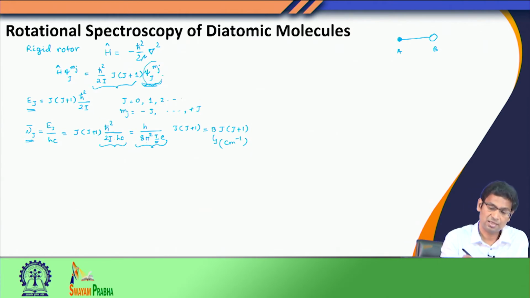Now, let us look at these wave functions. If you recall, these wave functions were simply the spherical harmonics. They had some beautiful properties which we would be using to discuss the selection rules. So, now let us look at what the selection rule is here.